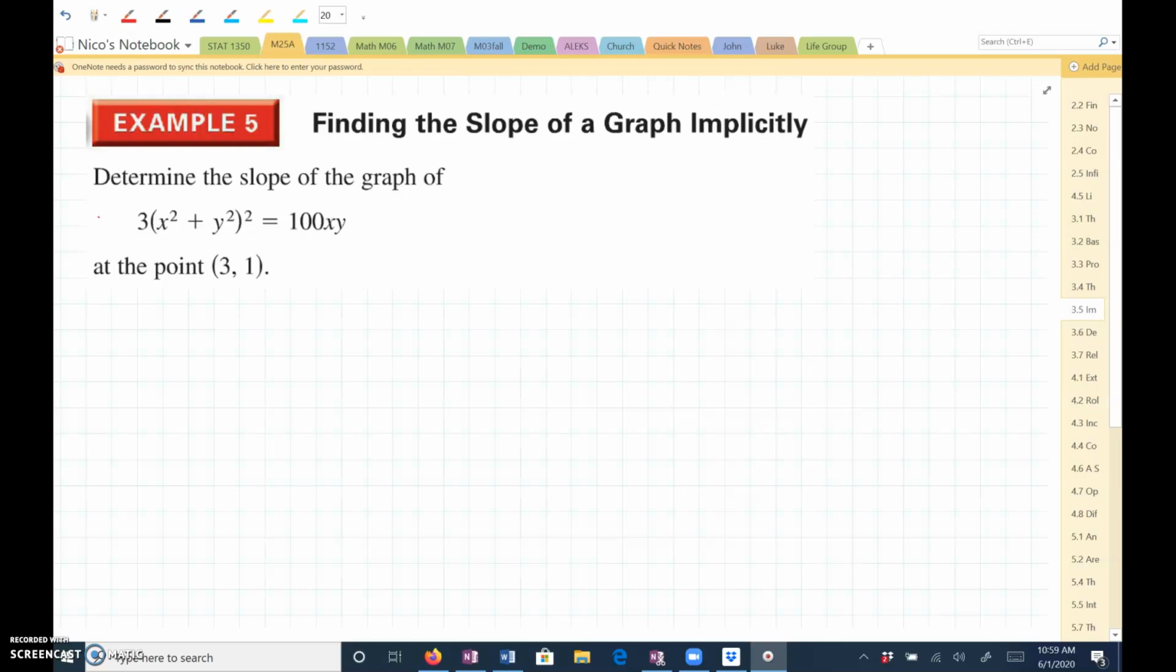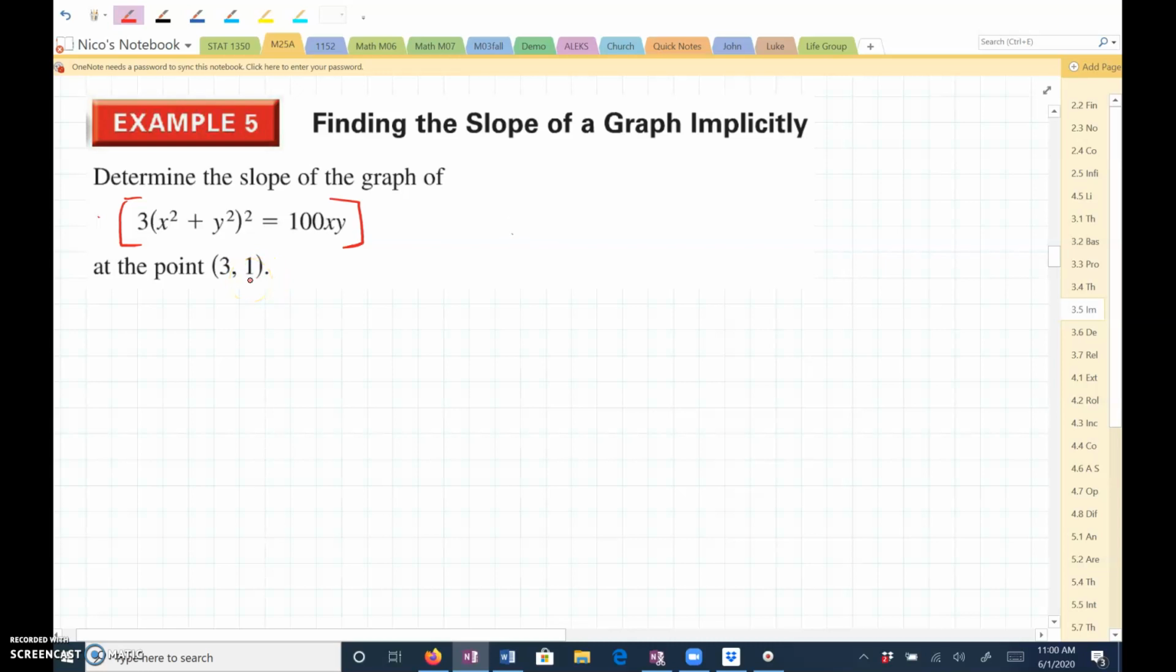Example 5. Determine the slope of the graph of 3 times the quantity x squared plus y squared, squared, equals 100xy at the point (3, 1). So you can see here this equation, it'd be pretty difficult to try to solve for y to get y by itself. So this is an implicit equation, and it would be pretty hard to make it explicit.